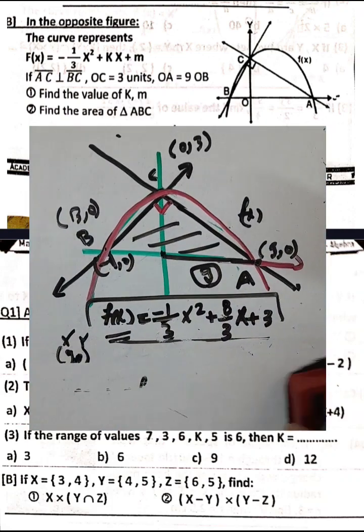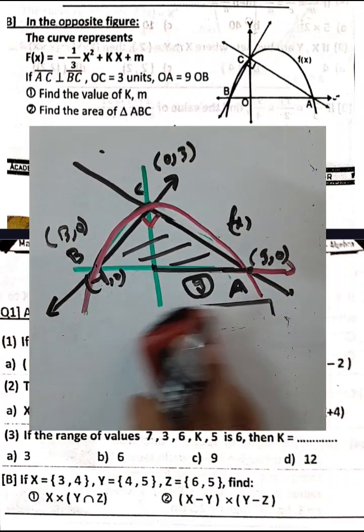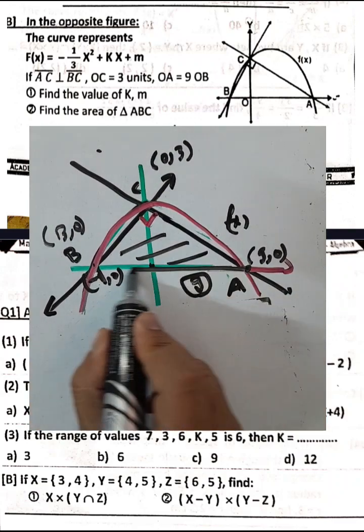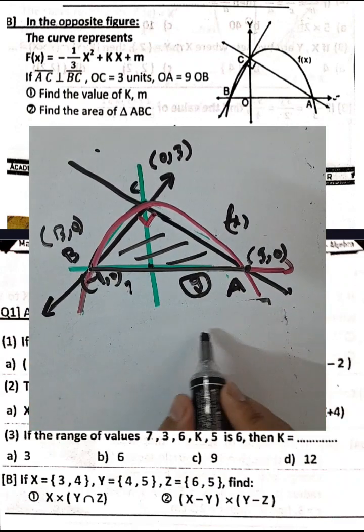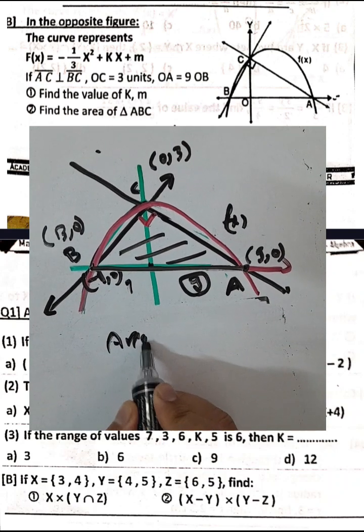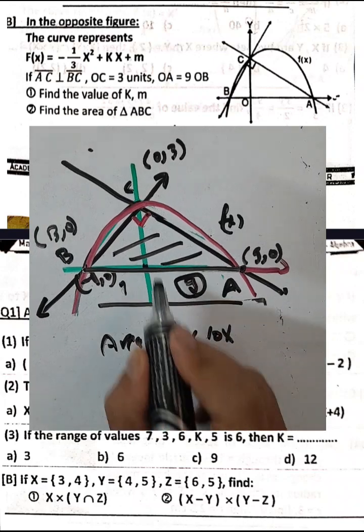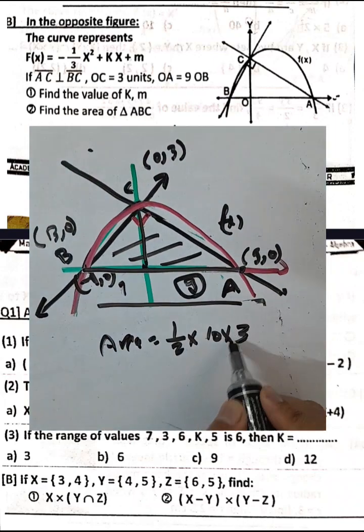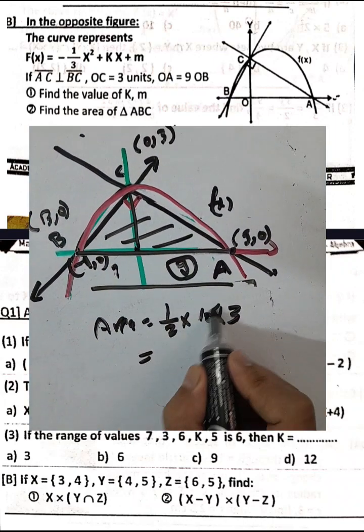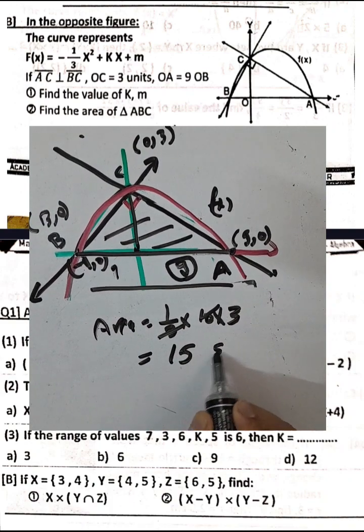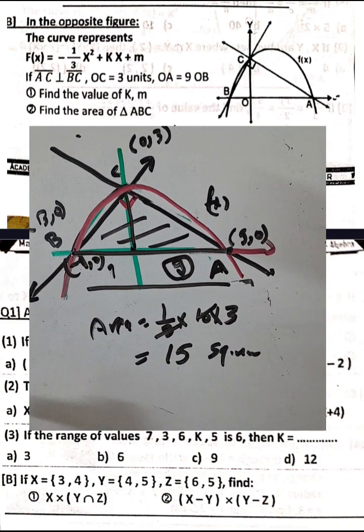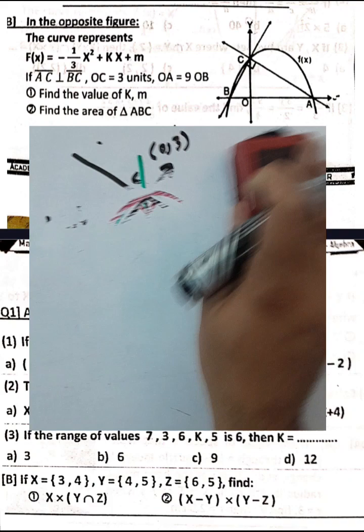Now we can find the area of this triangle: half times base times height. This length is 9 plus 1 equals 10. Then the area will be half times the base, 9 plus 1 equals 10, times the height here, which is 3. Half of 10 is 5, and 5 times 3 equals 15 square units. The area will be 15 square units. Number 10.